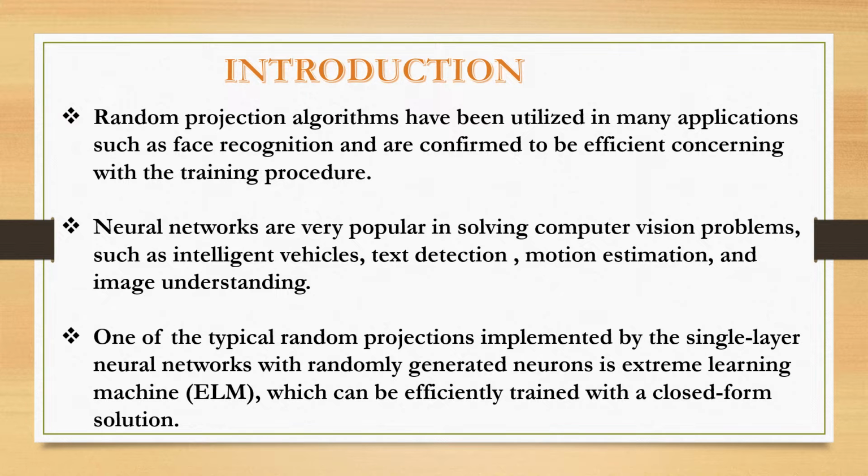Introduction. Random projection algorithms have been utilized in many applications such as face recognition and are confirmed to be efficient concerning the training procedure. Neural networks are very popular in solving computer vision problems, such as intelligent vehicles, text detection, motion estimation, and image understanding. One of the typical random projections implemented by single-layer neural networks with randomly generated neurons is the extreme learning machine (ELM), which can be efficiently trained with closed-form solutions.